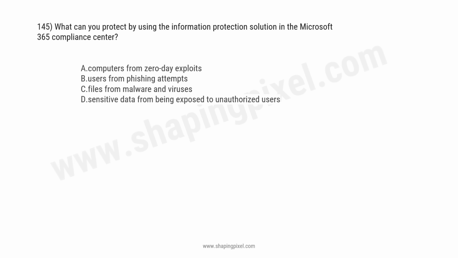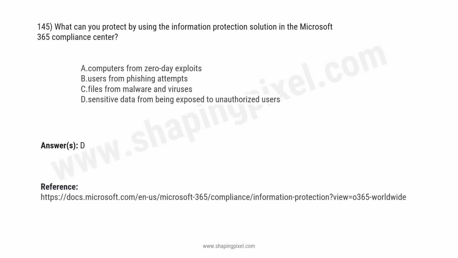What can you protect by using the information protection solution in the Microsoft 365 Compliance Center? And the options are option A, computers from zero-day exploits, option B, users from phishing attempts, option C, files from malware and viruses, and option D, sensitive data from being exposed to unauthorized users. So the right answer here is option D, sensitive data from being exposed to unauthorized users.